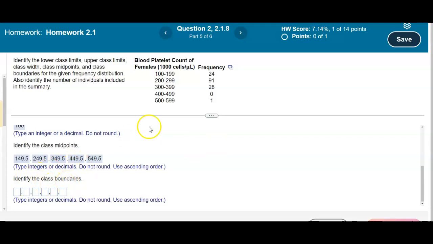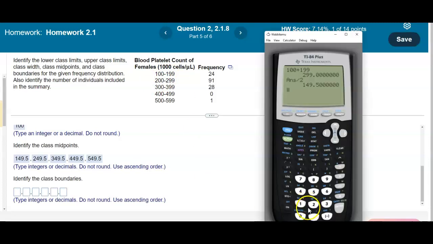Now we want to identify the class boundaries. In order to find the class boundaries, what we need to do is take the upper class limit of the first class, add the lower class limit of the next class, and then divide it by 2. So we're going to take 199 plus 200, and then divide that by 2. So that's 199.5. That's a class boundary.